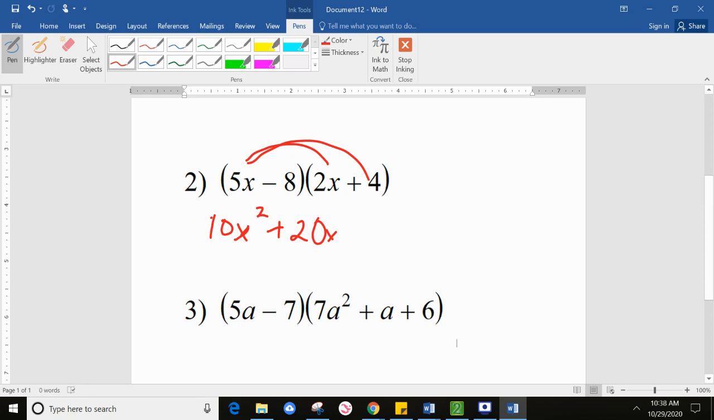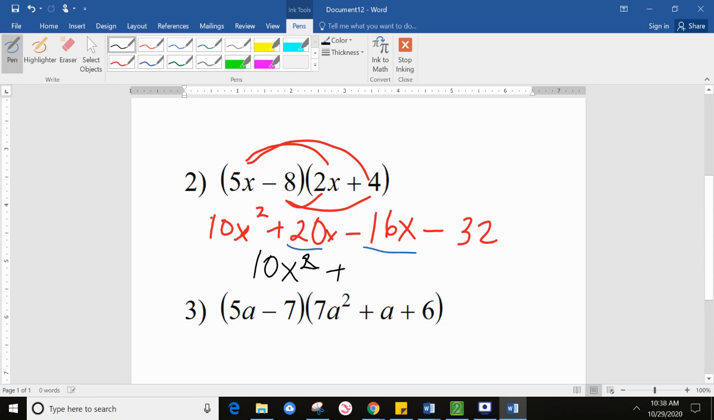Now let's go back and do the same with negative 8. So negative 8 times 2x would be a negative 16x. And then negative 8 times a positive 4 would be a negative 32. So we've multiplied 5x by both terms and negative 8 by both terms. And then you will see that we've got these two middle terms that we could combine because those are like terms. For your answer on this one, we're still going to have our 10x squared, but we're going to combine those x terms and get a positive 4x and then bring down that negative 32. So there would be your answer on that one.